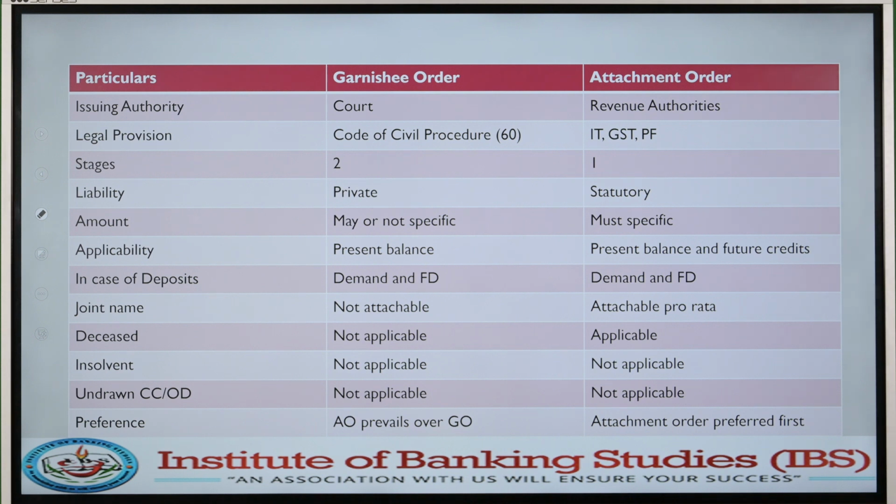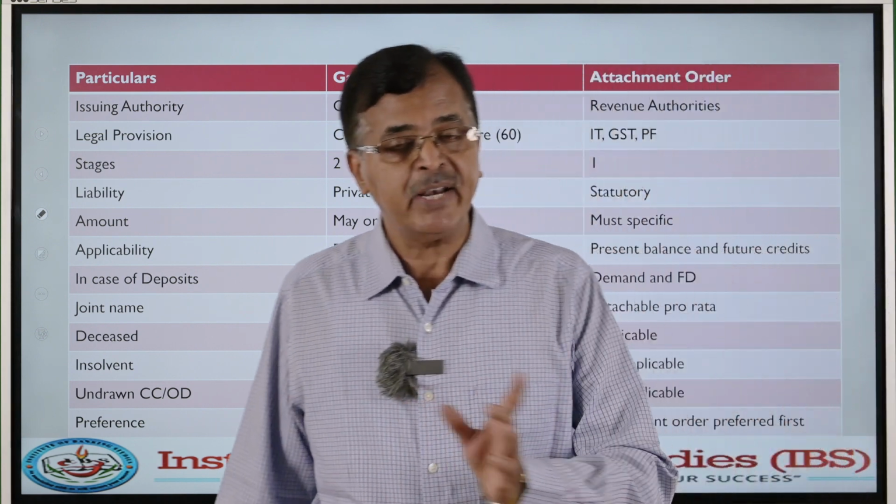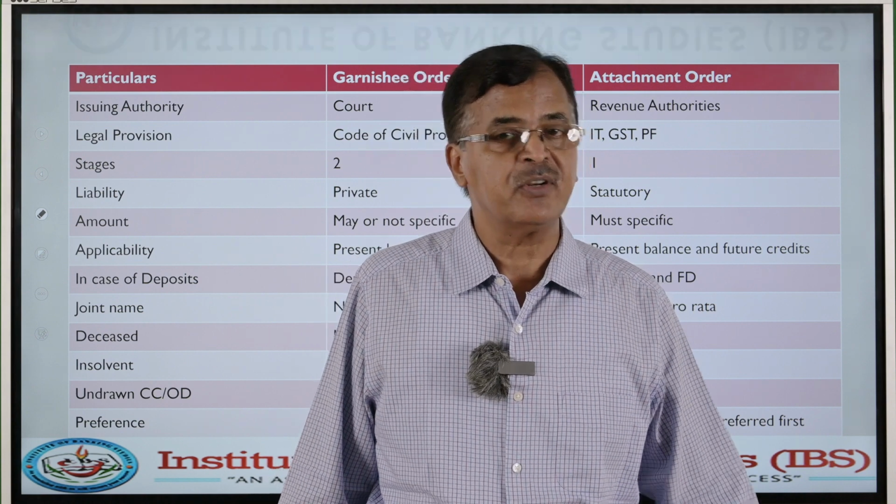With regard to the undrawn balance in a CC or OD account, in the case of a garnishee order, the court cannot attach the undrawn balance. For an attachment order, too, the undrawn balance cannot be attached. When you talk about preference, a garnishee order will get second preference, whereas an attachment order will get first preference. The attachment order prevails over the garnishee order because it deals with statutory liability, whereas a garnishee order deals with private liability. So this is a comparative study between the garnishee order and the attachment order.